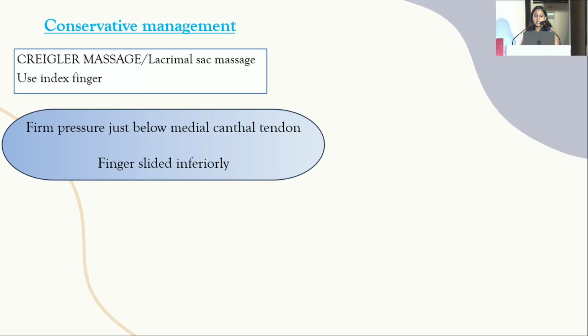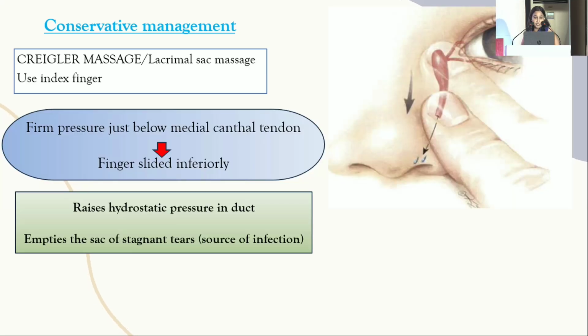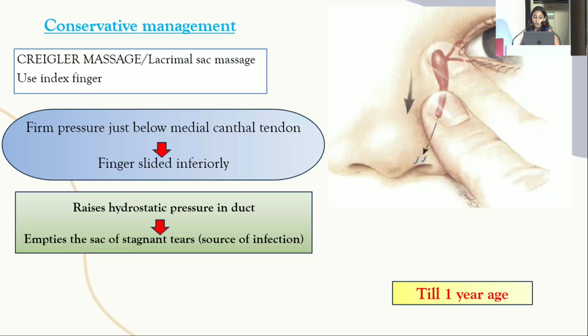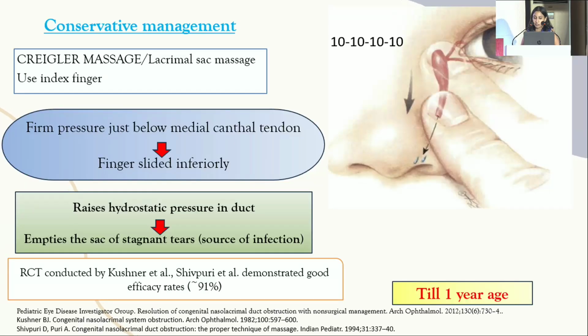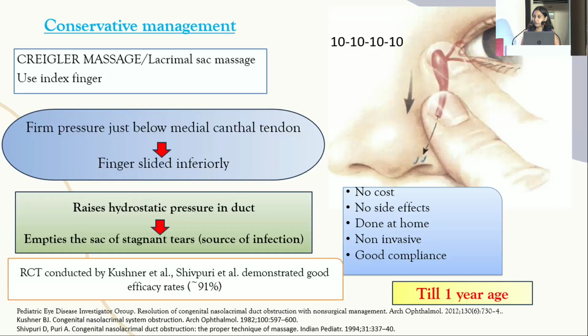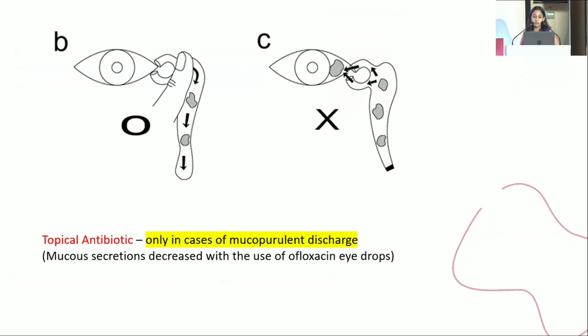What this does is that it creates a hydrostatic pressure in the duct, which causes the opening of the duct, which was closed below. This is the image of the blockage getting resolved and the direction of the massage. This is done in a child who is less than 1 year of age. We prescribe this as 10 strokes 4 times a day. Various studies have demonstrated a good efficacy rate of around 91%. What is the benefit of this? No side effects, can be done at home, non-invasive, and good compliance. This is the direction. Antibiotics can be added if there is a mucopurulent discharge present.